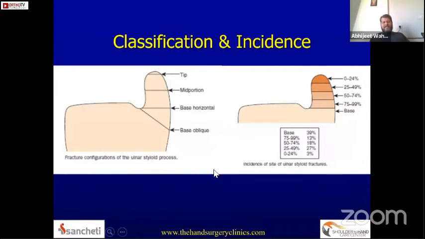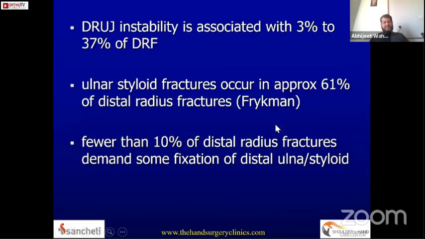The classification is named after Palmer, where you have type 1 and type 2. Type 2 is at the base. It could be a horizontal or an oblique fracture, whereas the distal fractures are those of the tip and the mid portion. It doesn't take too much imagination to understand that the fractures at the base, whether horizontal or oblique, would perhaps result in greater disability from instability of the DRUJ. This particular figure gives you the approximate incidence. The base fractures account for almost 40% of the fractures, whereas the distal fractures are far less in frequency.